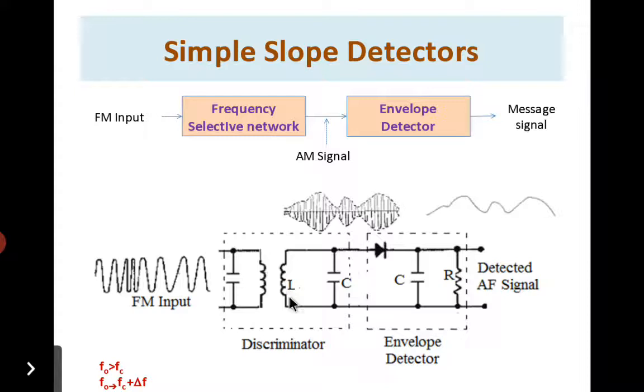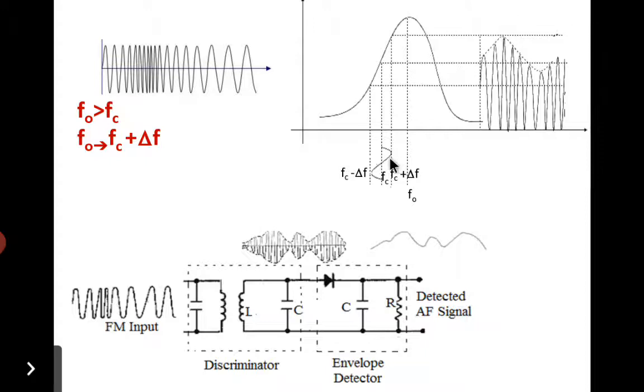This tank circuit is tuned for a resonant frequency F0, and the resonant frequency F0 is made to be greater than the input frequency Fc, or F0 is adjusted to Fc plus delta f. I repeat, the resonant frequency of the tank circuit is made greater than the input carrier frequency Fc, and by doing so we will be able to receive the signal on the slope of the response curve of the tank circuit, and this is the reason why we call this circuit a slope detector. And this figure shows the response curve of a tank circuit or a tuned circuit.